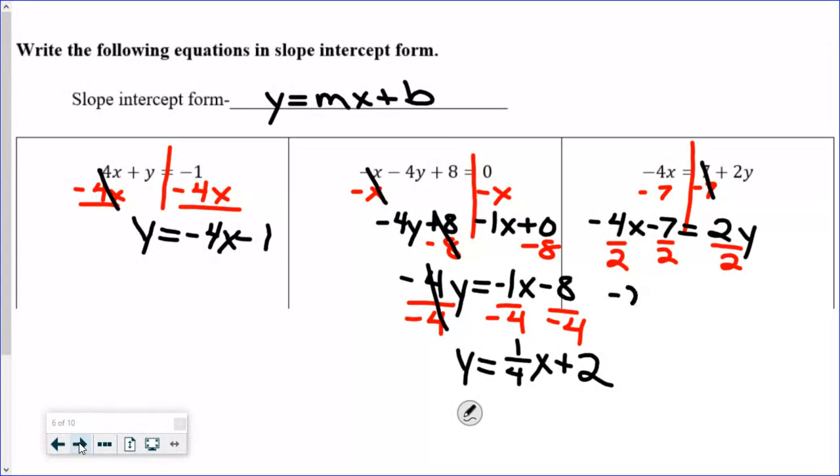So that becomes negative 2x. That's negative 7 over 2. You could change that to a decimal if you want, because it's not representing slope. So I want the y first and everything else after. So you could change that one because it's not the slope. Slope needs to be a fraction. The y-intercept can be a decimal.